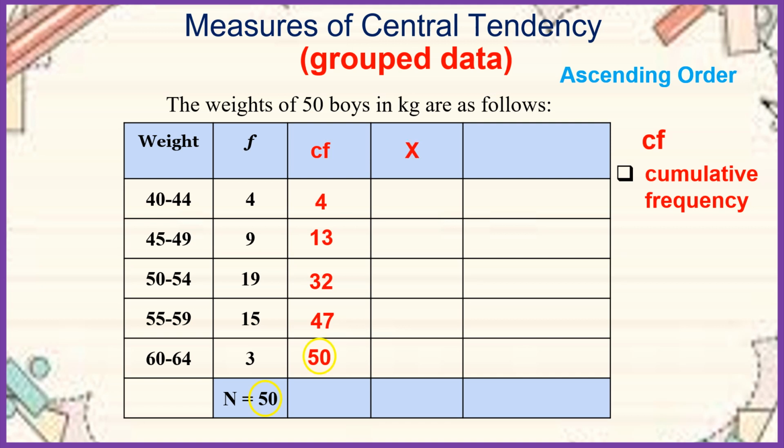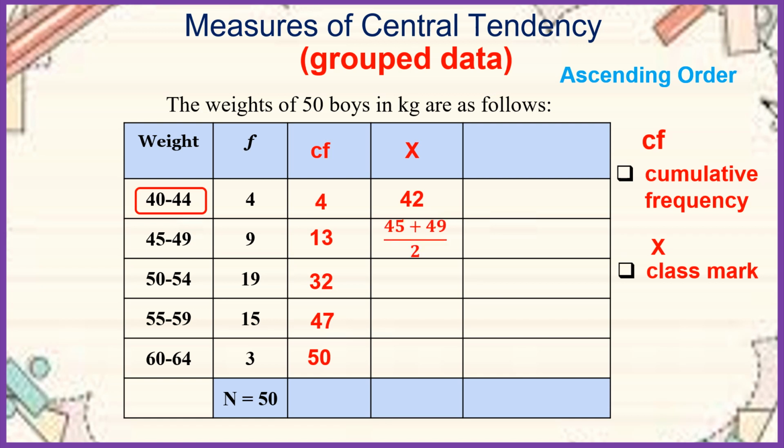Next, we are going to identify your X. And what is X? X stands for your class mark. To identify your class mark, we will be basing it on the first column. So for the first class mark, we will be having 40 plus 44 divided by 2 is equal to what? Correct, it is equal to 42.